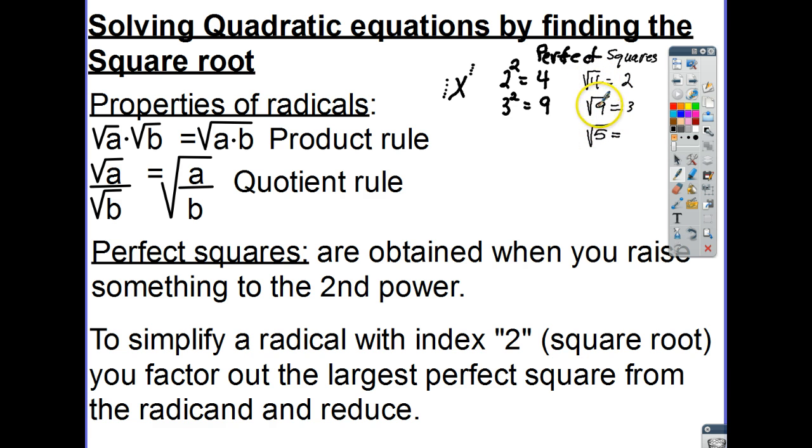So we want to know these perfect squares, because we're going to be dealing with square roots, and these are the keys to simplifying them. Okay, so down here, to simplify a radical with an index of 2, and that's the understood one, the one that's not written in, or the square root, you factor out the largest perfect square from the radicand and then reduce. Okay, let's move on to the next screen.